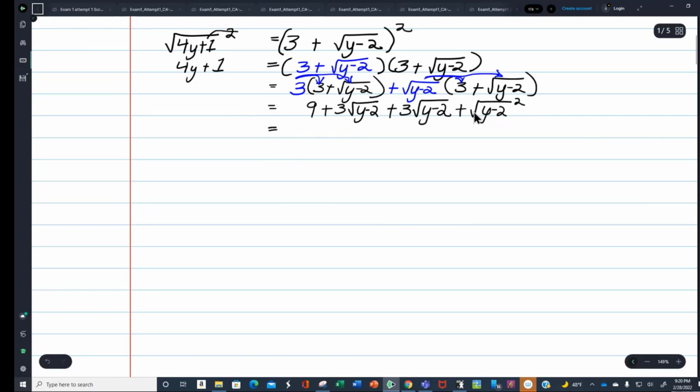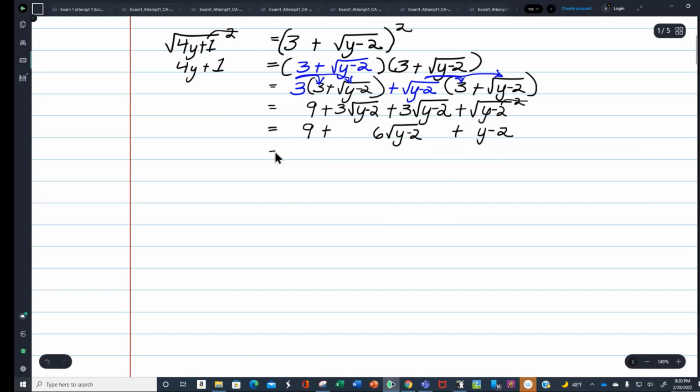It's going to happen again, a square root and a square. They cancel each other out. 9 plus 3 times the square root of y minus 2 plus 3 times the square root of y minus 2 is 6. I have 3 square roots, I add another 3 square roots, that means I have 6 square roots, plus y minus 2, because my square root is squared.